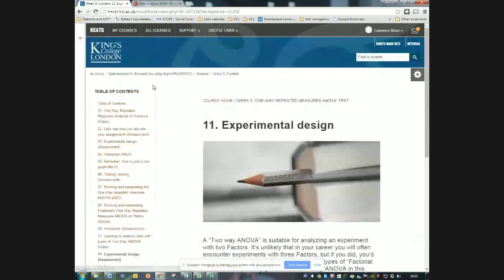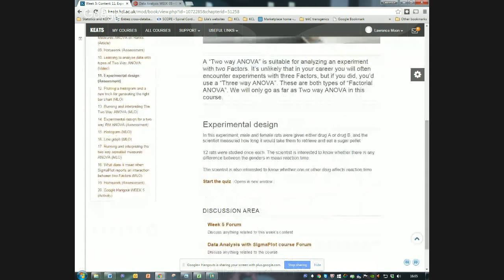So if you click on page 11, we see an experimental design that one might use a two-way analysis of variance to analyze. In this particular experiment, male and female rats were given either drug A or drug B, and the scientists measured how long it would take them to retrieve and eat a sugar pellet.